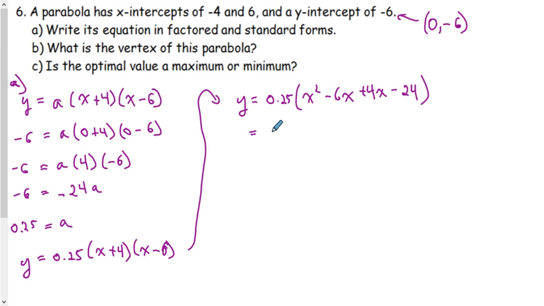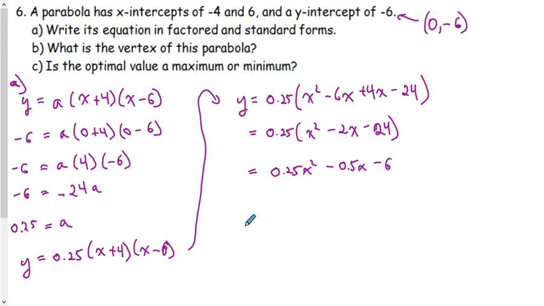Now we got to multiply through the brackets by 0.25. But first let's combine our like terms just to make it a little easier. So we got x squared, we've got negative 2x, negative 24. Now let's multiply by a quarter through the bracket. So we end up with 0.25 x squared minus negative 2 times a quarter is going to be a half, so 0.5x minus 6. So that's our equation in standard form.